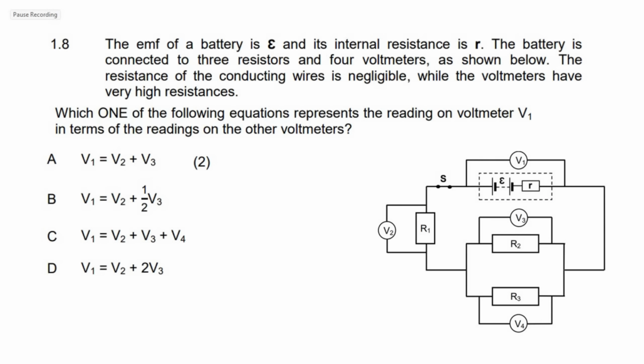The EMF of a battery is that, and its internal resistance is R. The battery is connected to 3 resistors, okay, here they are, 2 parallel and then 1 in series, and 4 voltmeters. The resistance of the conducting wires is negligible, blah, blah, blah, while the voltmeters, okay. Which one of the following equations represents the reading on voltmeter V1 in terms of the readings on the other? This is a good question.